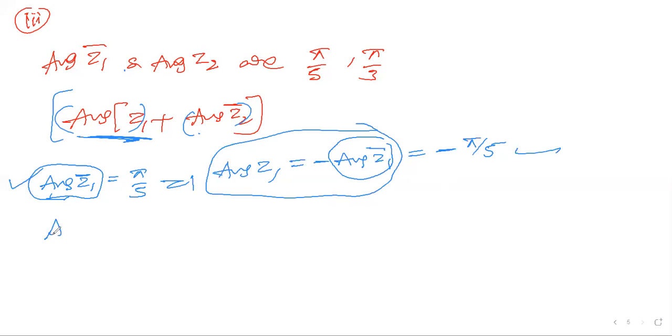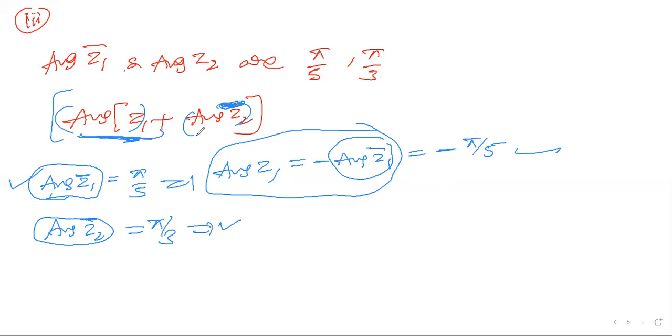Next, arg Z2 they mentioned. I think they mentioned arg Z2 only, so the question may have an error. They are asking for arg Z2 only. So what is arg Z2? It is already mentioned: pi by 3. This is clear.